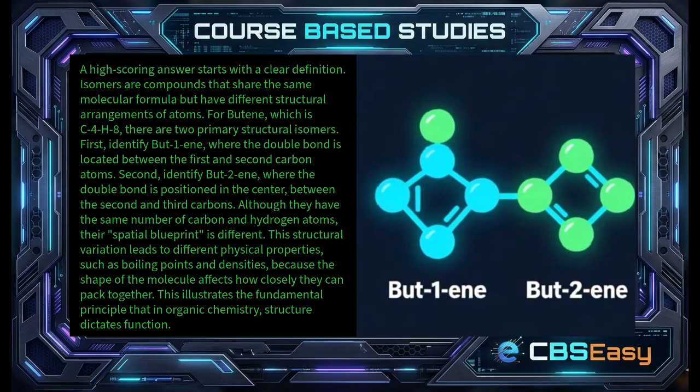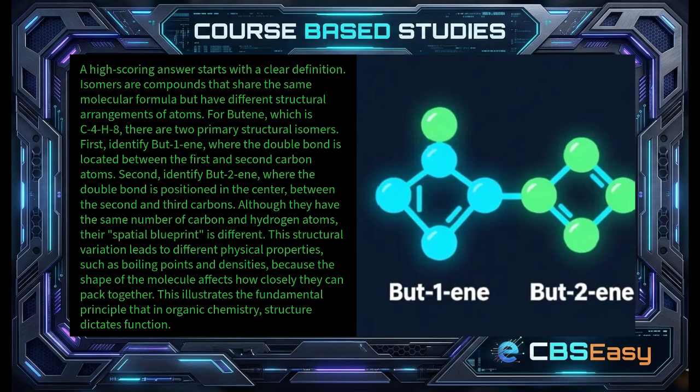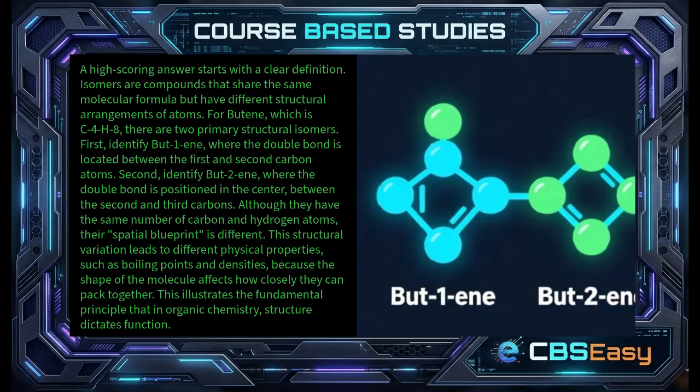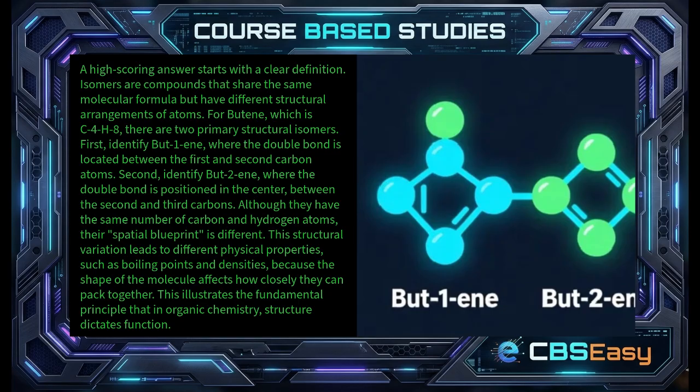For butene, which is C4H8, there are 2 primary structural isomers. First, identify but-1-ene, where the double bond is located between the first and second carbon atoms. Second, identify but-2-ene, where the double bond is positioned in the center between the second and third carbons. Although they have the same number of carbon and hydrogen atoms, their spatial blueprint is different.